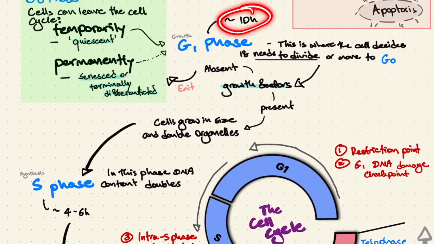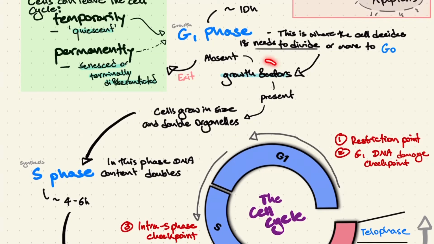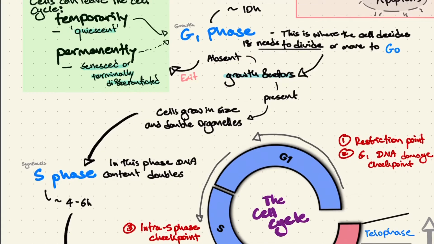It's roughly 10 hours long, and this is where the cell decides if it needs to divide. Now, this decision is made by the presence or the absence of growth factors. If growth factors are present, then they signal the cell to divide, and so the cell grows in size and doubles the number of organelles, and then eventually moves on to the S phase.